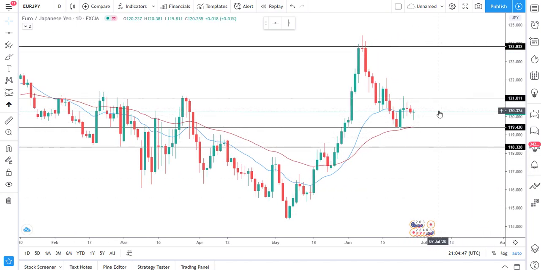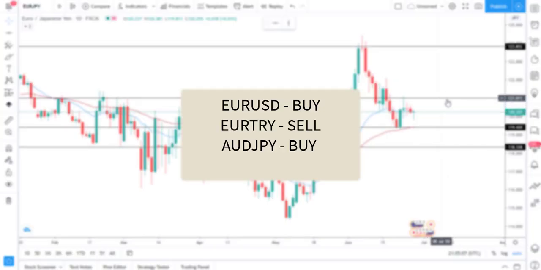So yeah, that's all the pairs I'm going to be looking at this week. And also I'm going to put on the screen the ones that are the most likely to move in a certain direction, based on the fact that they don't have resistance in their way or support in their way. I would put them on the screen right now, so you see the ones that don't have any hindrance in the way basically. So anyways, that's it for this week's forecast.